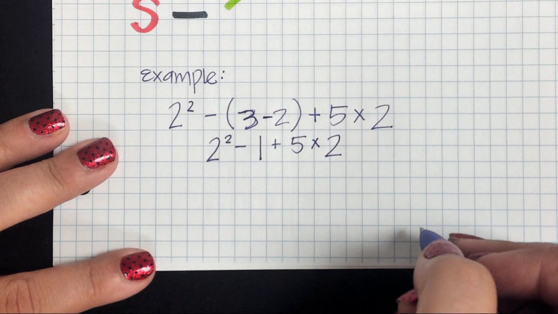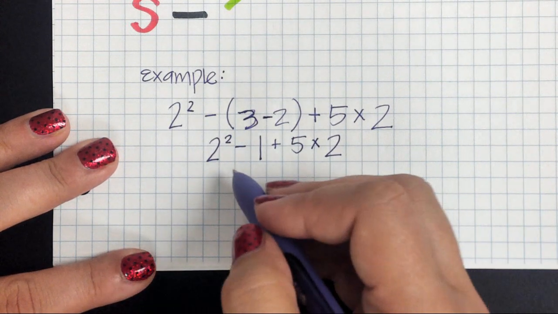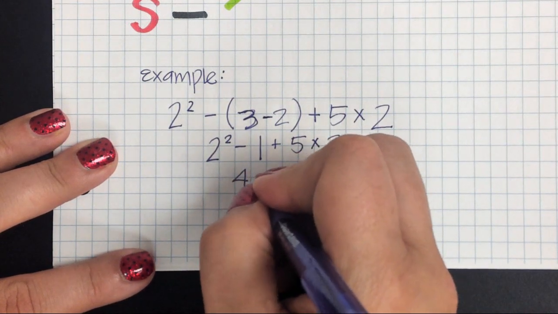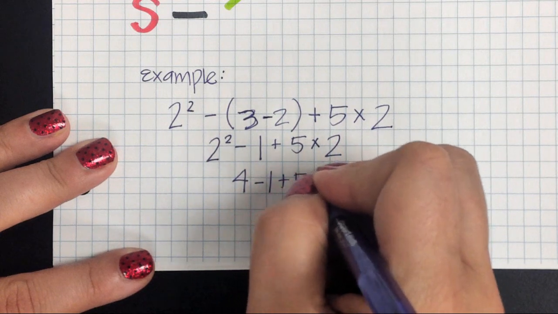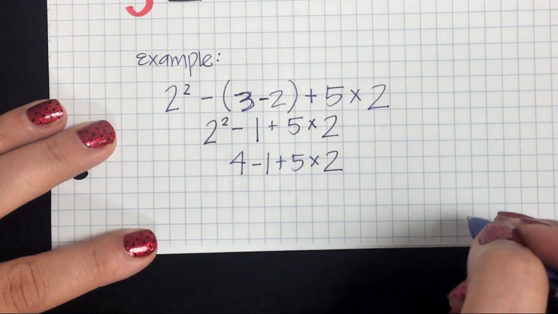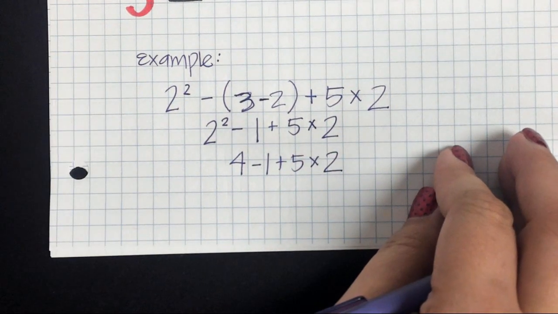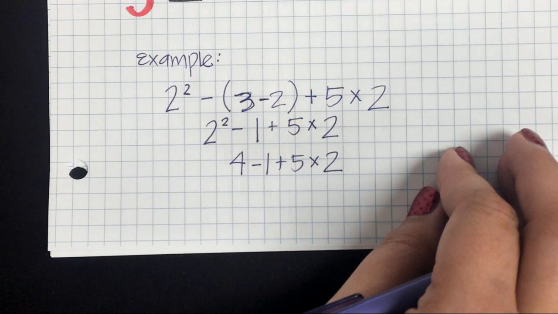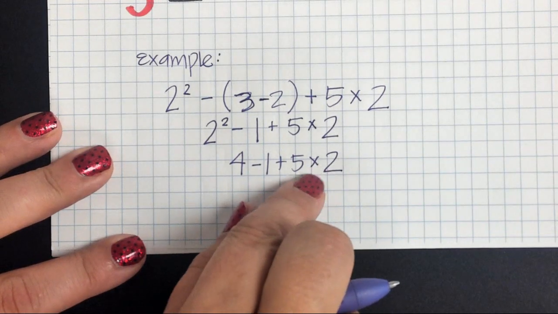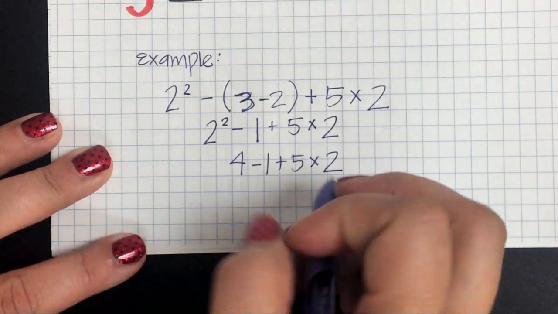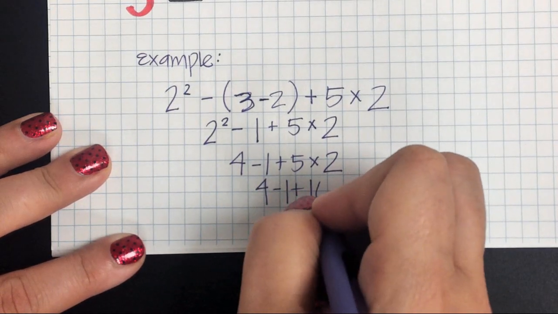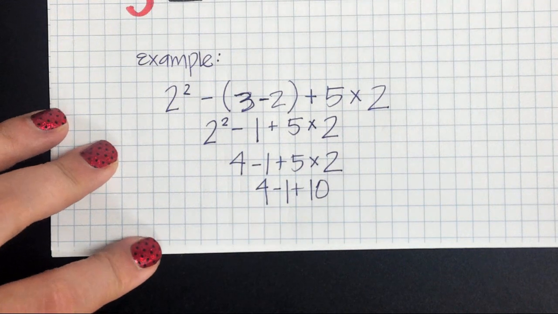What comes next? Exponents. What is 2 to the second power? 4. Awesome. Minus 1 plus 5 times 2. Now, who are my first partners? Multiplication and division, right? Do I have any division? No. Then I just have to focus on what I have. So just multiplication. So what is 5 times 2? 10.